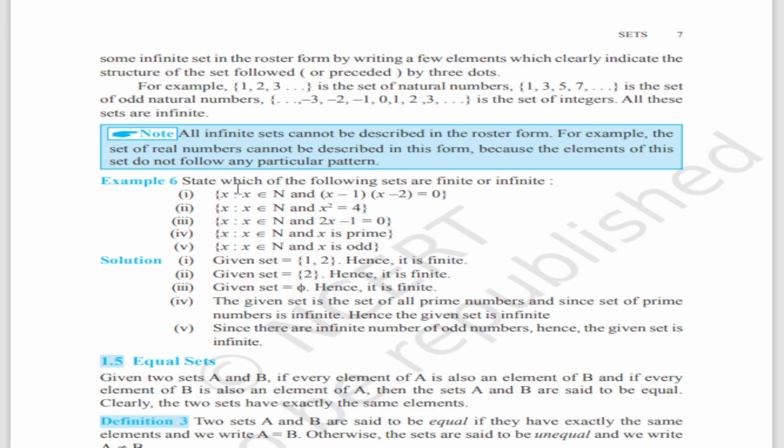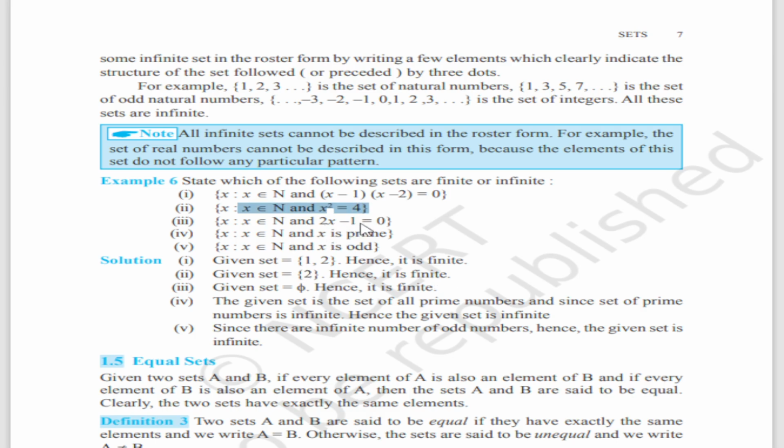So let's look at these examples. State which of the following sets are finite or infinite. X, all such X such that X is a natural number and it satisfies this equation. So this actually boils down to the roster form 1 and 2. It has only 2 elements because 1 and 2 are the roots of this equation. So this is finite. The second one is also finite because the roots of this equation x square is equal to 4 are plus minus 2, but since it's a natural number, we will consider only 2, right? So this set is again finite.